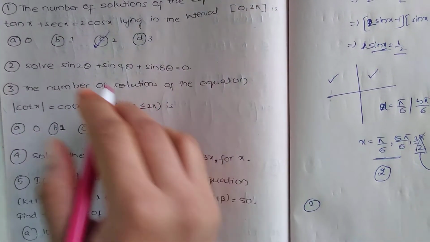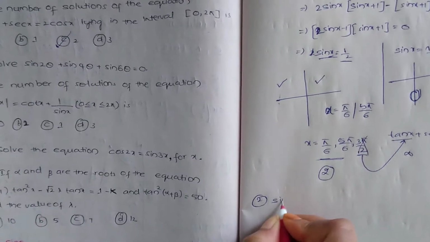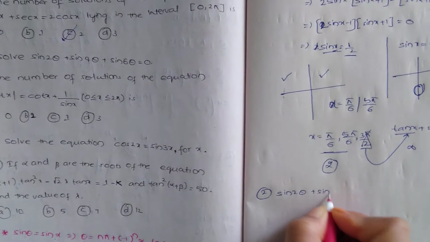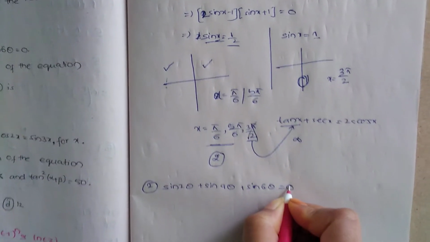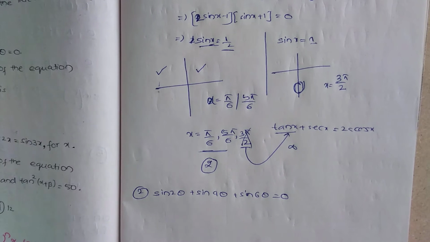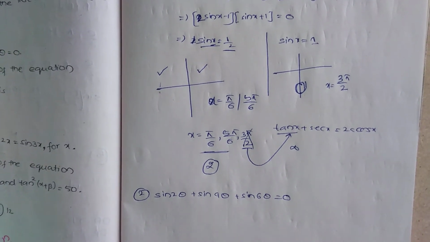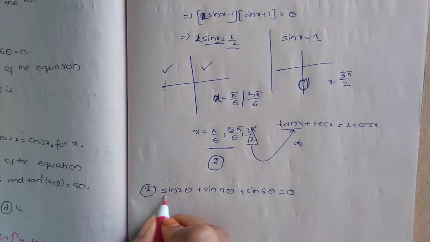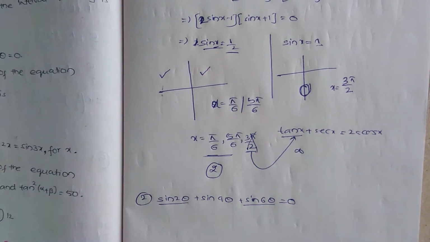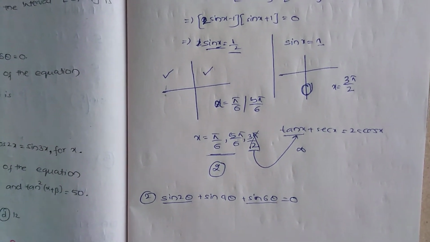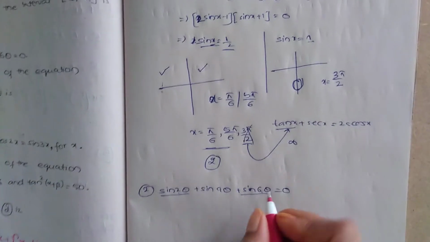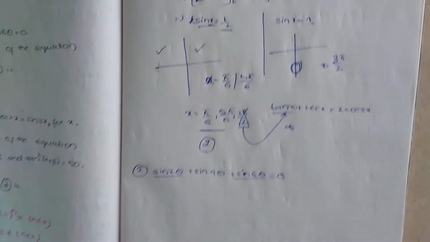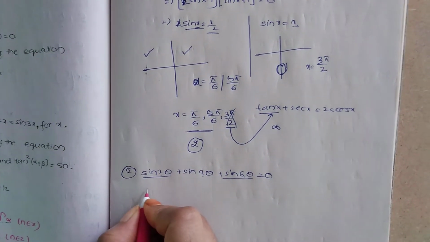Second question. Solve sin 2 theta plus sin 4 theta plus sin 6 theta. See carefully. We know the formula sin C plus sin D, right? So take these both and apply that formula. Why are we doing this? See, 2 plus 6, 8 by 2, 4. So we can take common and substitute it, simplify it. Yes, let's do it.